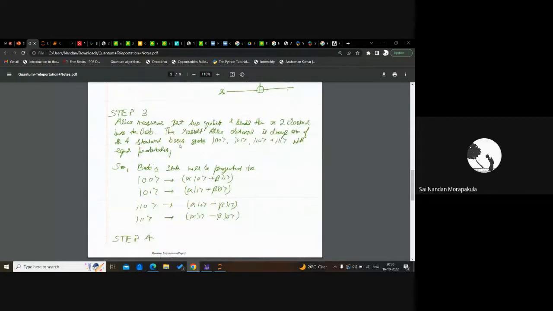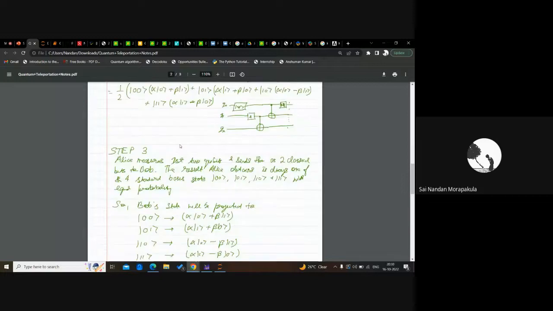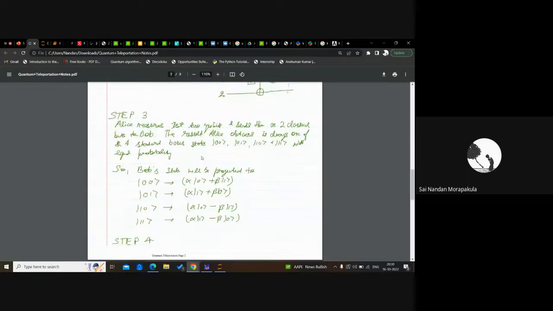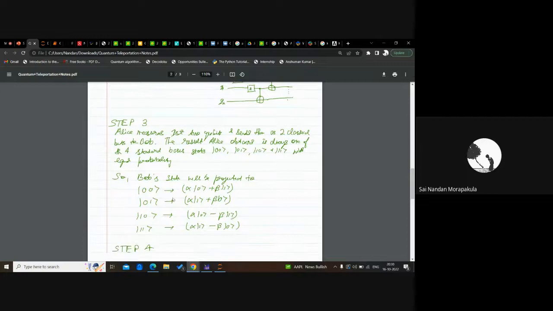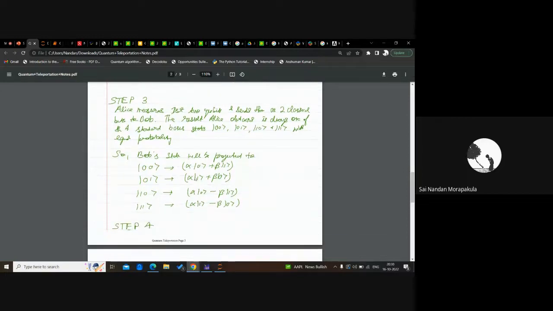And then step 3 asks us to measure Q0 and Q1 and store that into C0 and C1, which are the classical bits. So for example, let us say that Q0 ends up being 0 and Q1 ends up being 1, and that is how the state is defined. If it is 1 1, then the state is psi of 1 minus beta of 0.